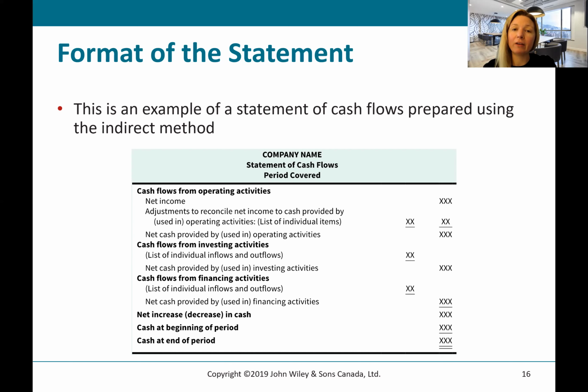It's also worth noting here in the green box how we set up our cash flow statement. So to set up a statement in proper form, we're just going to list out the company name, statement of cash flows, and the period covered. So for instance, year ending December 31st, 2020.